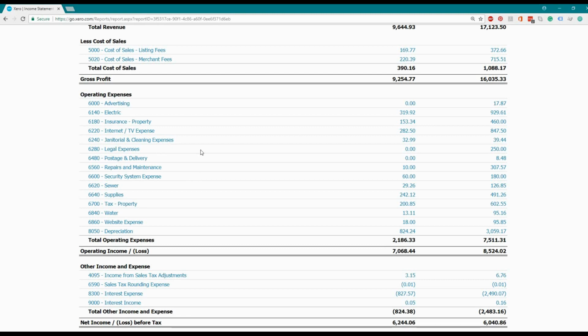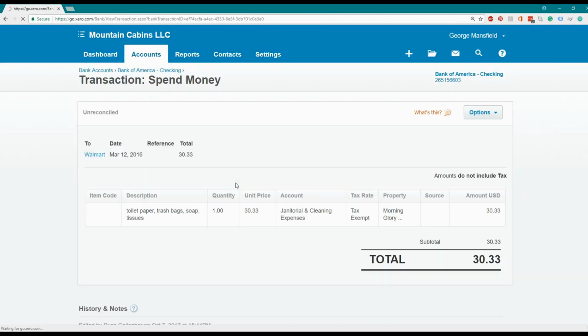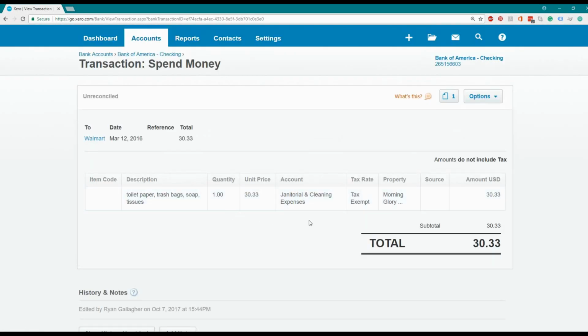All right, we've got janitorial and cleaning expenses. Let's take a look at those and see what we have. So we see we went to Walmart and we bought some cleaning supplies there. If you want to see even more details, we can click on that actual transaction and drill down and see as much detail as we want to. We see it was on March 12th, and here's exactly what was purchased. Here's the account. It was for the Morning Glory property. That was the particular cabin that these supplies were purchased for.